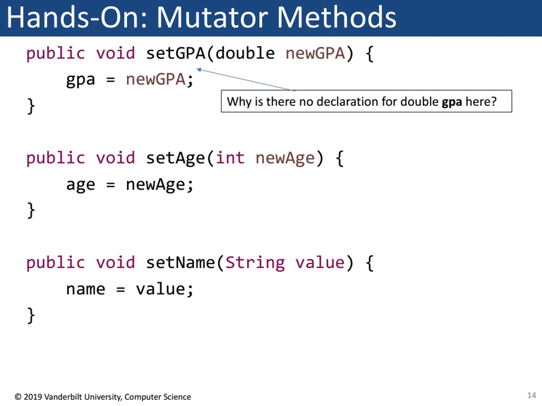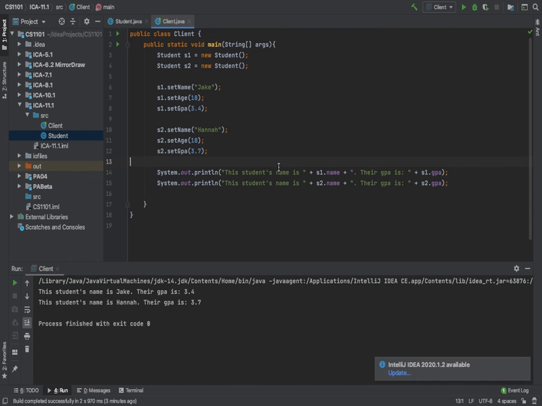So we mentioned this when we were doing the example, but we want to make it very clear here. Notice that there's no declaration for GPA, age, or name. That's because we're not declaring a new local variable to this method. Rather, we're accessing the instance variable that is accessible by all the methods in this class, all of the instance methods.